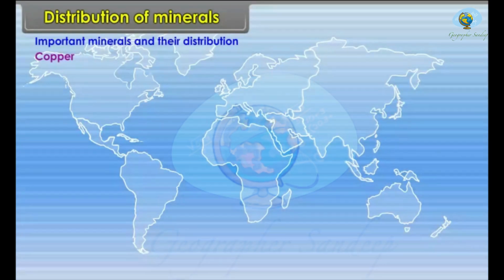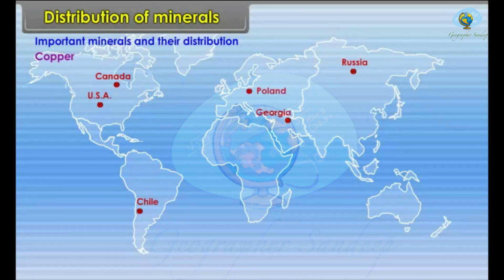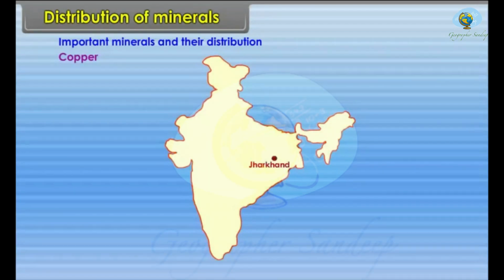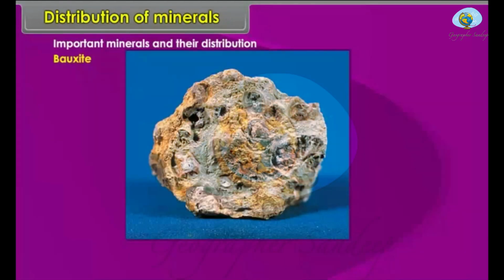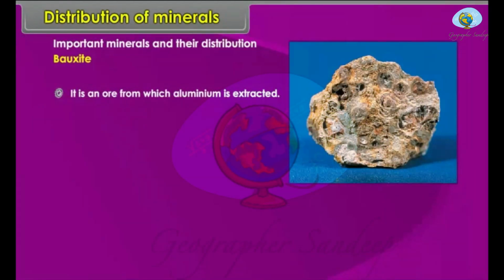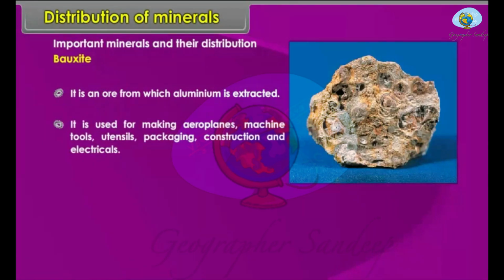Location: World, Chile, USA, Canada, Poland, Russia, Georgia, Armenia, Congo and Zambia. In India, Jharkhand and Rajasthan. Bauxite. It is an ore from which aluminium is extracted. It is used for making aeroplanes, machine tools, utensils, packaging, construction and electrical materials.